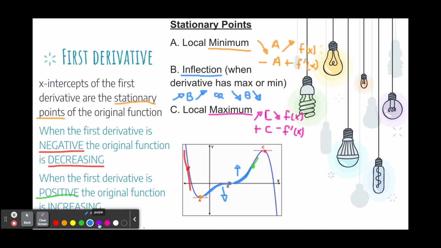So if we do a little summary of what we just talked about, we talked about what are called stationary points.